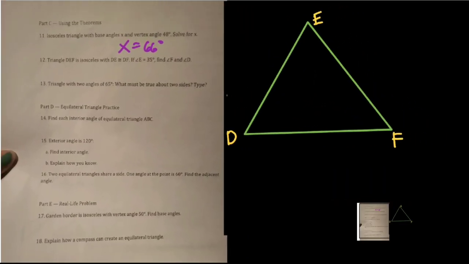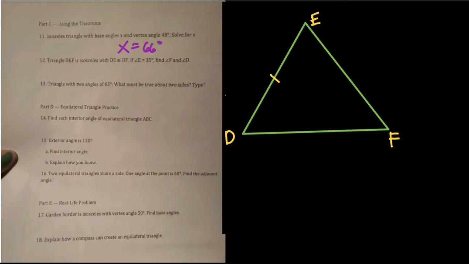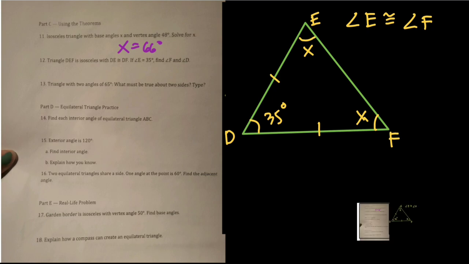side. This is DE, so that means this is DE and this is DF, right? Because it says DE is congruent to DF. So that means this is the one that is 35 degrees, and this one is X. Angle E is congruent to angle F. So we find X, then we can solve for angle X.